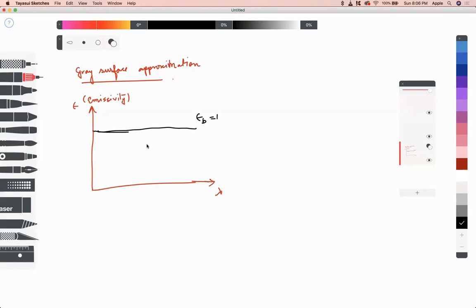But for a real surface, first of all, the emissivity will be lesser than 1. It can have something between 0 and 1, but not greater than 1, and it cannot be negative. So for a real surface, the emissivity curve will look somewhat like this. What we can clearly see is that the emissivity does not remain the same all throughout the wavelength. At a different wavelength, the emissivity of the same surface will be different.